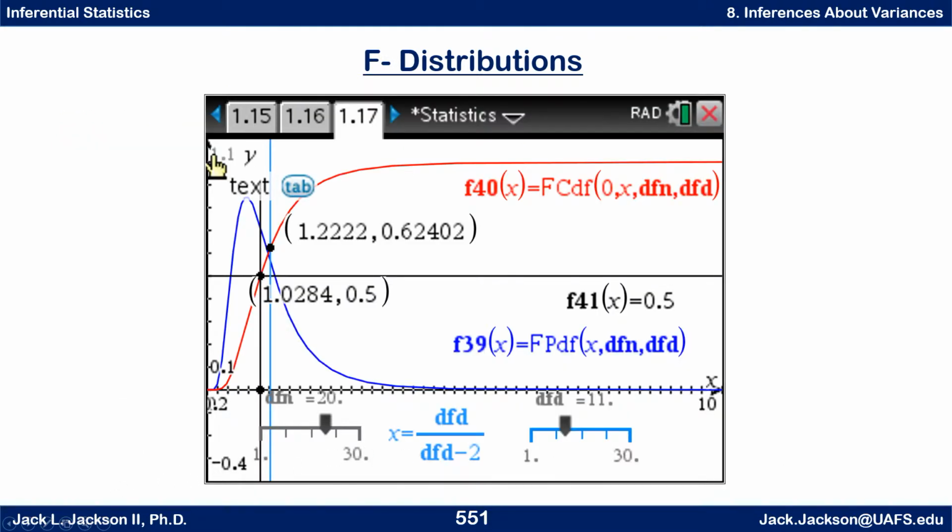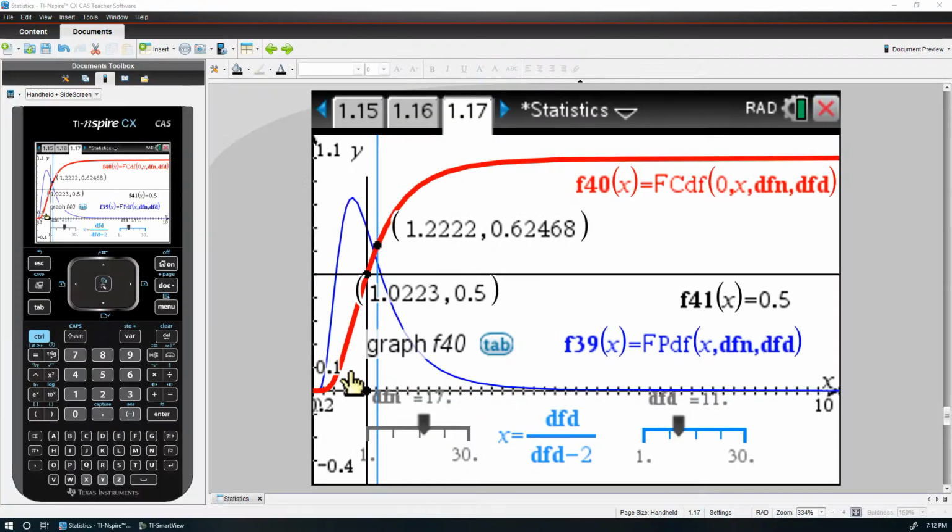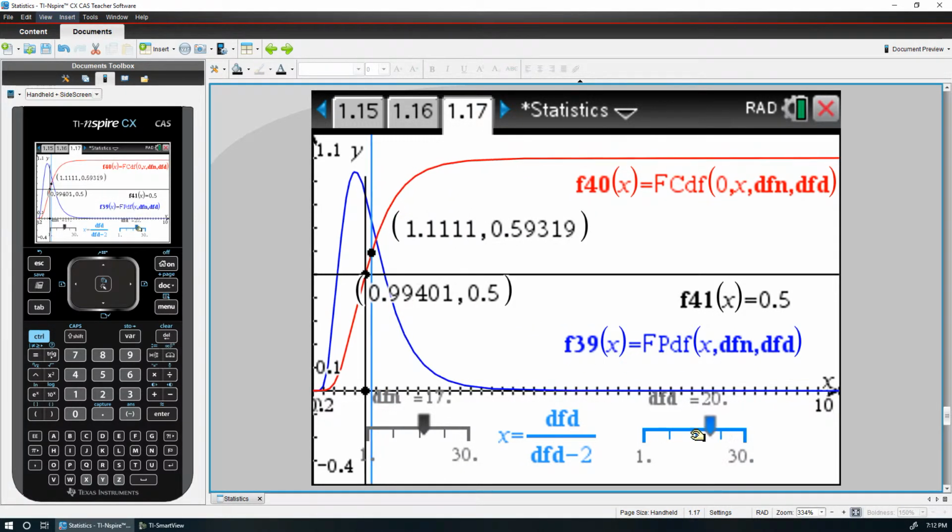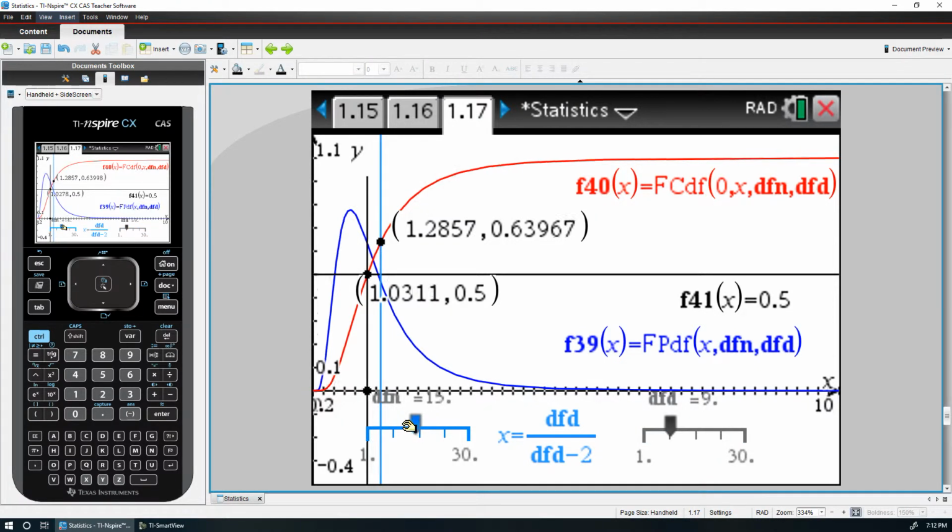Here's the same thing, along with some sliders, on a TI-Nspire. You can see a TI-Nspire calculator with this built up, and you can build these things up with sliders. One function I have graphed is the FCDF from 0 to X with the degrees of freedom for the numerator and denominator there. And the blue one is the FPDF. It looks like this is the same scale here. And I can move the degrees of freedom there and here as well.